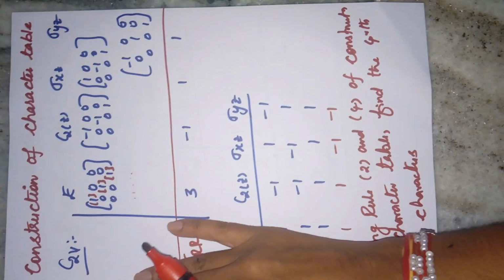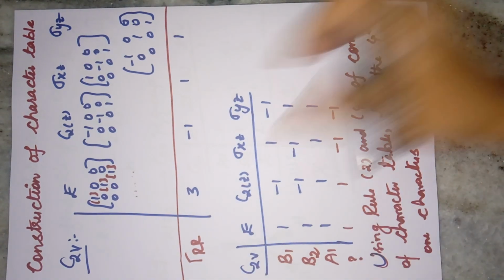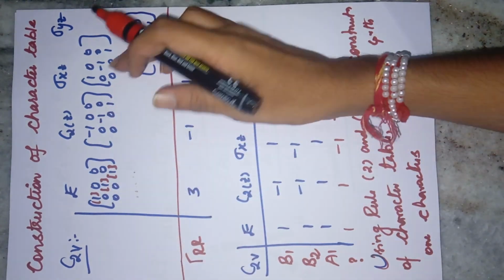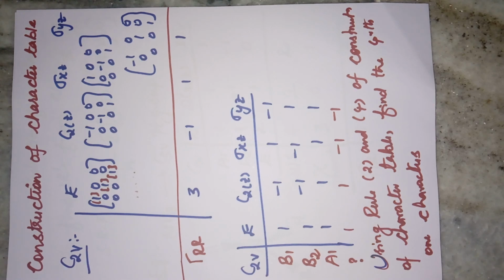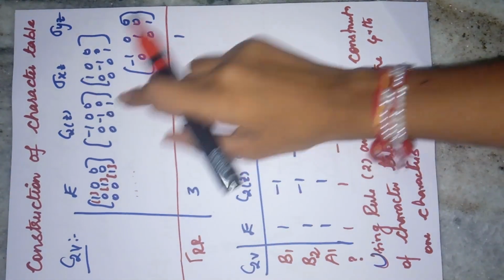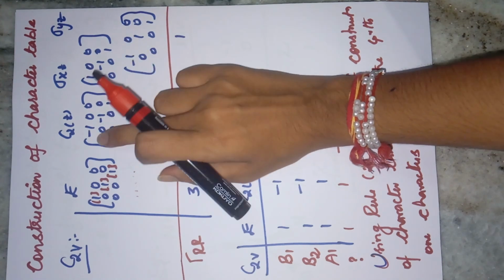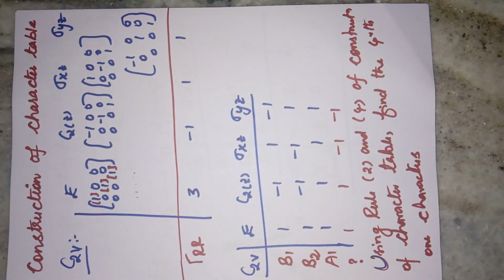Now, construction of the character table for C2v. With these matrices, I'll try to explain. See, this is what we'll get if you do the matrices: E is this, then C2, sigma xz and sigma yz. So they may ask you what are the reducible representations for the C2v point group. With these matrices, you can say 1 plus 1 plus 1 is 3. This is -1, right? Like -1, -1 plus 1, -2 plus 1 is -1. Similarly, this is 1 and 1. So these are your reducible representations for the C2v point group.